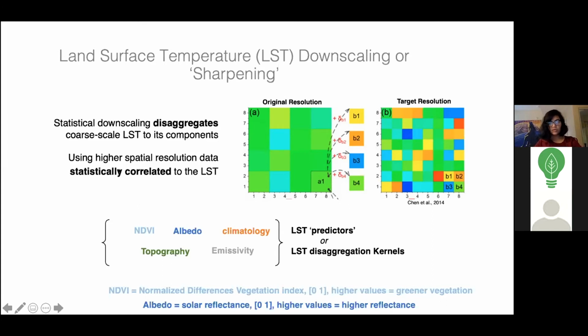So what we know is these things do correlate with temperature. And the idea was, if we can derive LST predictors like NDVI, albedo, and any other metric that we know of, we can predict what the LST might be, because those predictors we have at 30-meter resolution from Landsat.